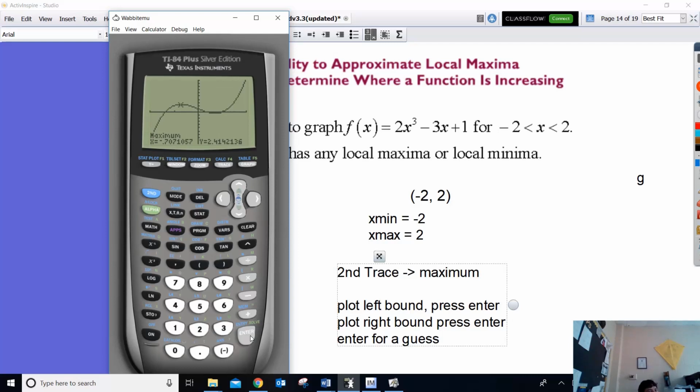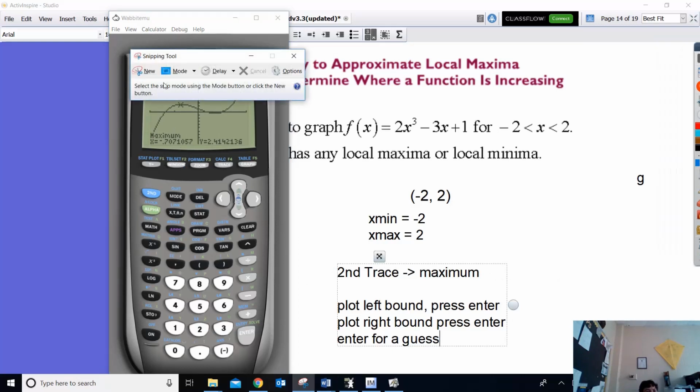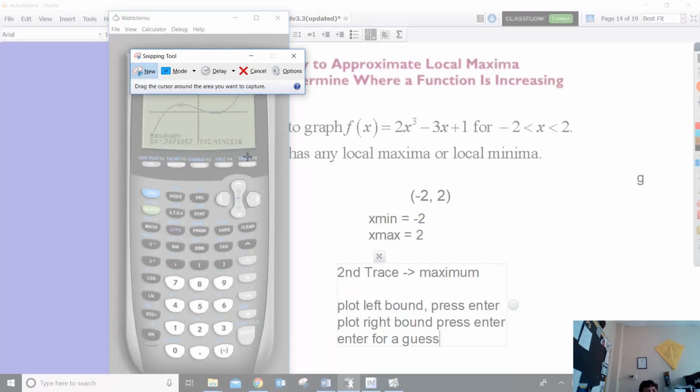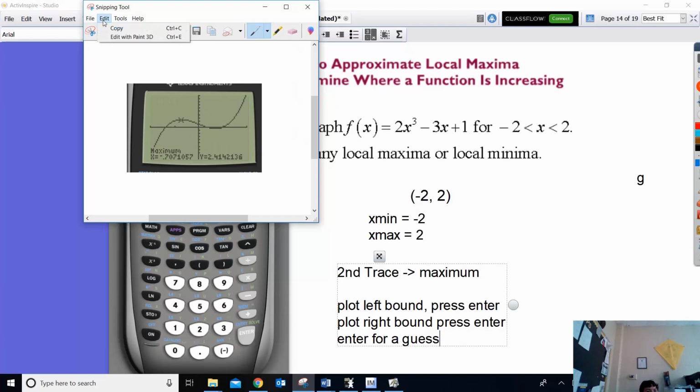Where did it happen? Negative 0.71, maybe? I'm just going to screenshot that for the notes. I'm not actually going to write it down. You can do that, but I can.